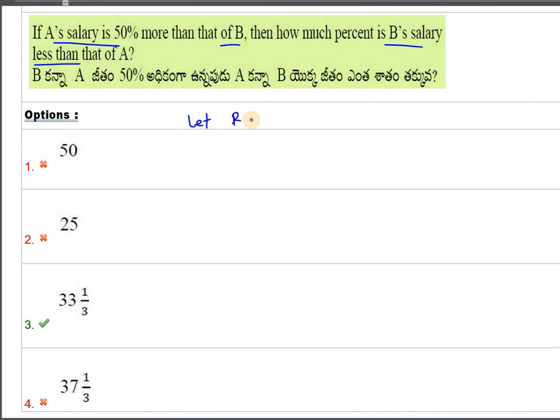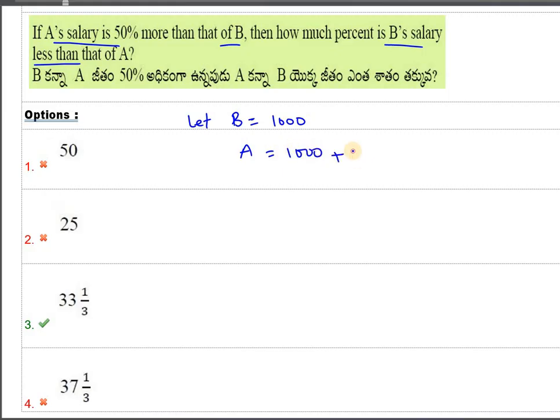So let B is equal to 1000. For example, if B is 1000, what will be the salary of A? Let the salary of B equal 1000. Then the salary of A is how much? 50% more than that of B. What is 50% of 1000? 500. So 1000 plus 500.